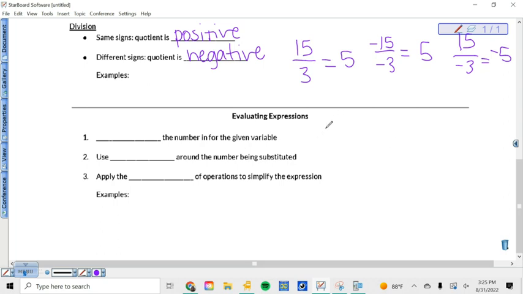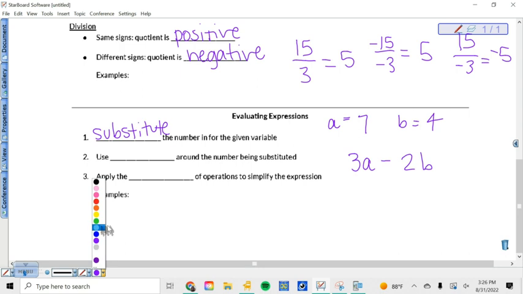Evaluating expressions. So that's going to be something like if I tell you A equals 7 and B equals 4, what is 3A minus 2B? Right? So our first step is we are going to substitute the number in for the given variable. So that means I'm going to plug in 7 for A, and I'm going to plug in 4 for B.